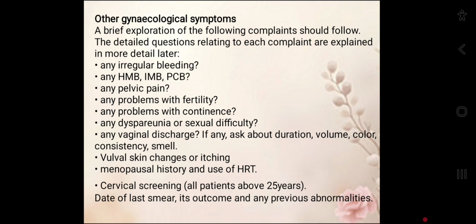Other gynecological symptoms: ask about irregular bleeding, heavy menstrual bleeding, intermenstrual bleeding, postcoital bleeding, as we say. Ask about any pelvic pain related to menstrual cycle or not related. Related to menstrual cycle, it's dysmenorrhea. If related to sexual intercourse, it's dyspareunia.